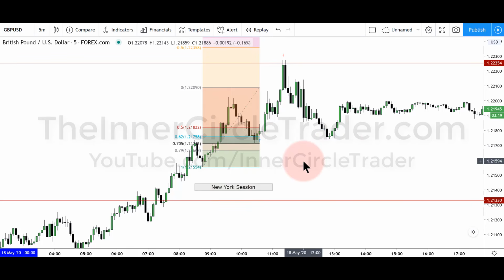All right, so with that said, you can see price comes down, hits the optimal trade entry, and I actually entered right on this candle. Now, I did this for a particular reason. It's not important for you to get right inside that optimal trade entry. You don't need to get that.